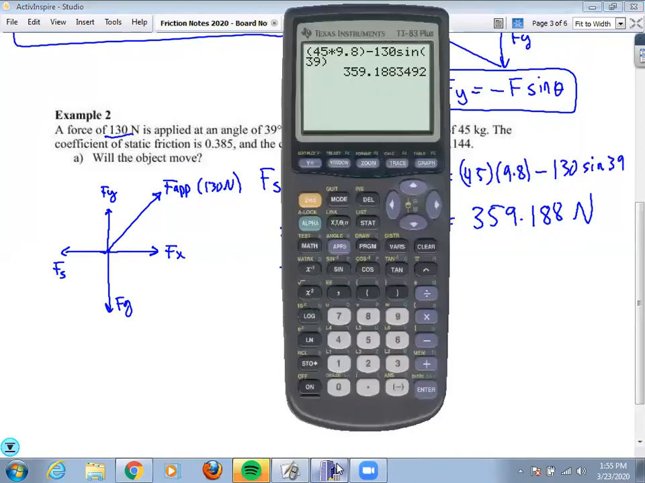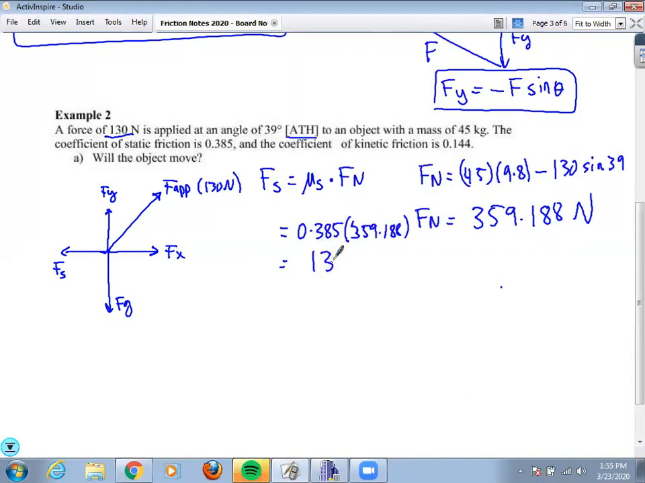So we'll take that number in our calculator times 0.385, and we get 138.288. We'll round the 7 up. So 138.288 newtons. So what is pushing this object forward? It is a force of 130 newtons. But that 130 newtons is at an angle. So what force is actually pushing forward? Fx pushes the object forward.